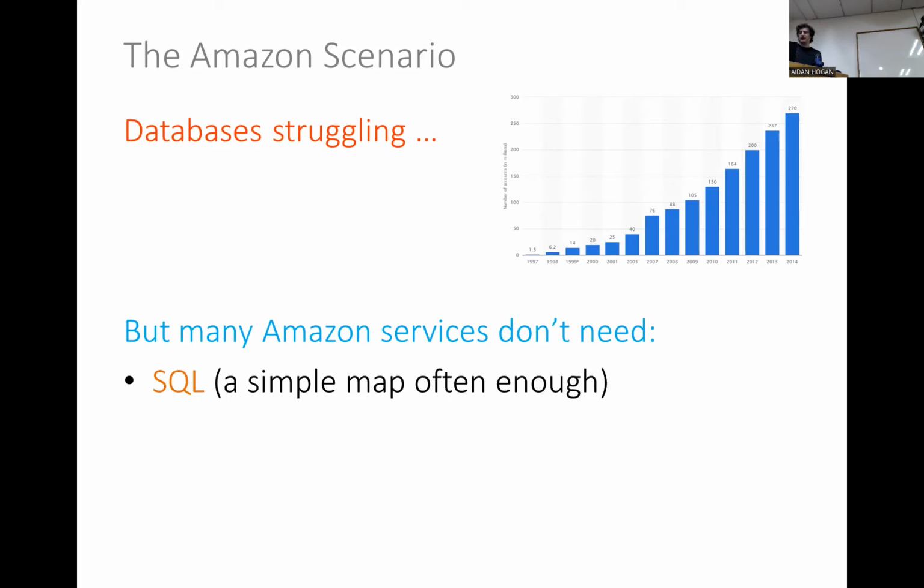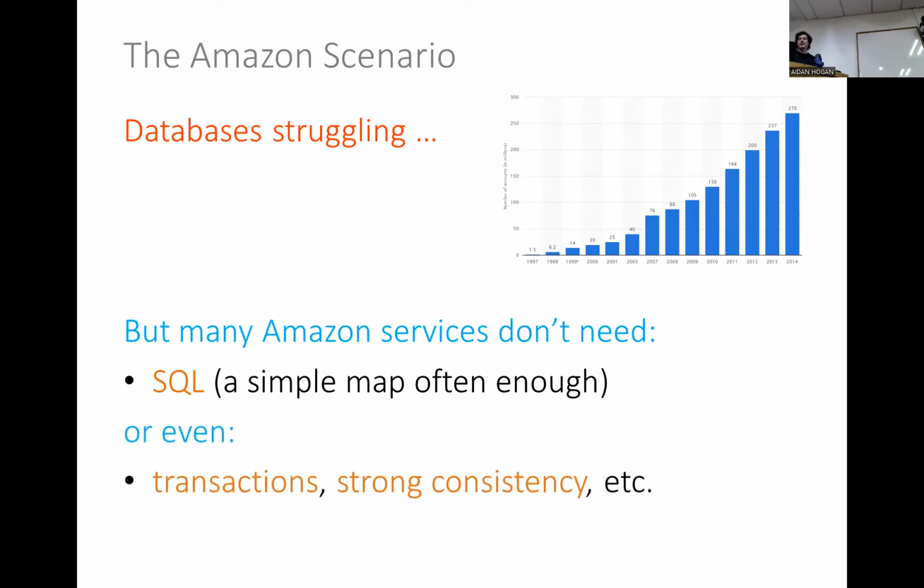So Amazon realized that all they need in terms of a database is a map. Given some ID, get me some data back. They also realized that for certain scenarios, they didn't even really need transactions, strong consistency and so forth. For example, for things like recommendations, it doesn't really matter if the recommendations are super consistent. If they're good enough, they're okay, right?